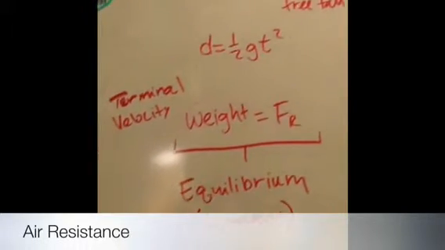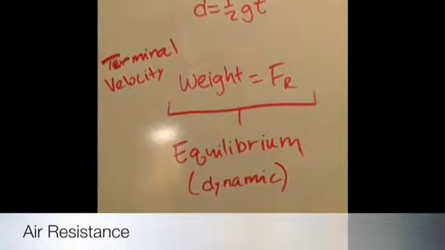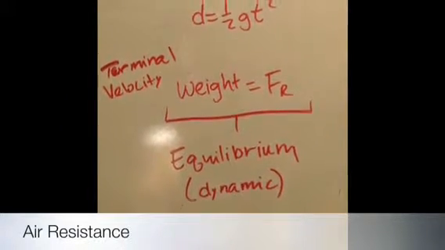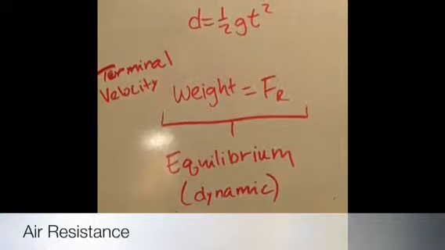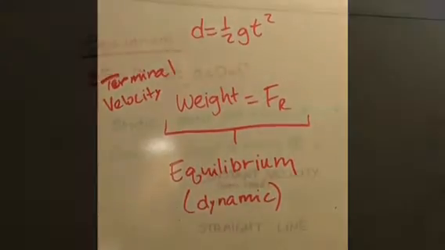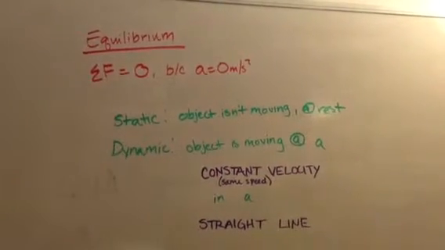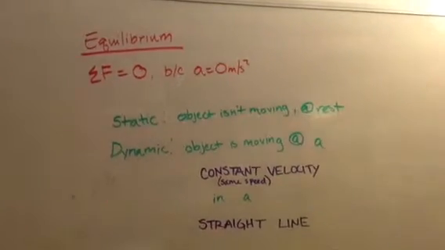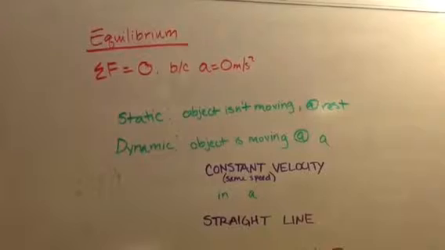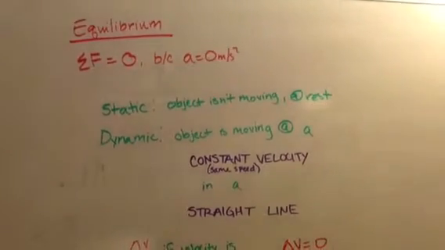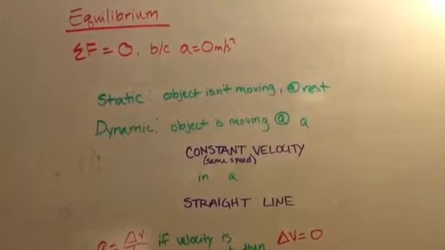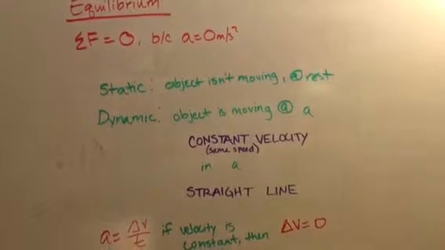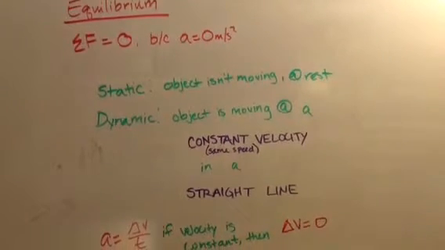During free fall, the object can reach a terminal velocity. That means the object has reached a maximum speed because the weight of the object equals the air resistance. At this point, the object is in equilibrium. What is equilibrium, you ask? Well, it is when net force equals 0, because acceleration equals 0. But how can net force equal 0 when an object is moving? Well, there are two types of equilibrium. Static is when an object isn't moving, so it's at rest, and dynamic is when the object is moving at a constant velocity in a straight line.